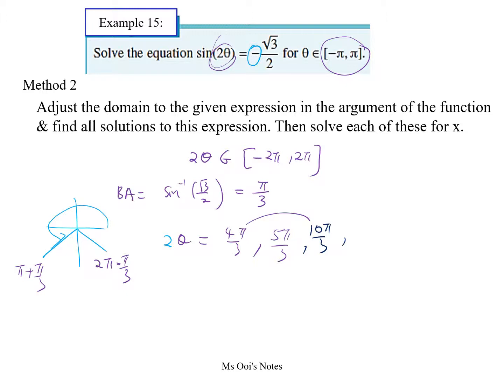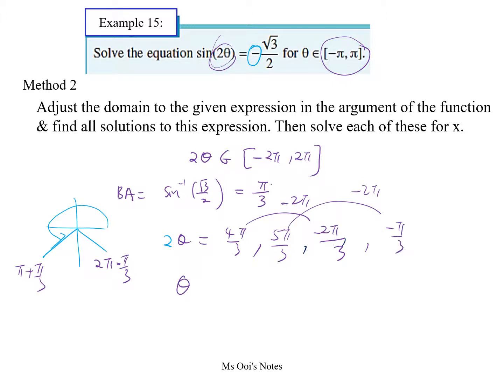Now, is that over already? If I add 2 pi to that, actually it exceeds that 2 pi. So instead of adding, I can't add, but I can minus. So I'm going to minus 2 pi. In other words, I take away 6 pi on 3, which gives you negative 2 pi over 3. Then what you do next is you also take away 2 pi from here, which is negative pi over 3.